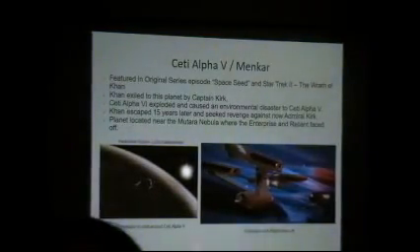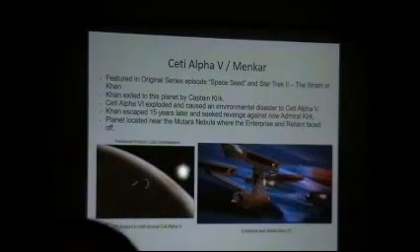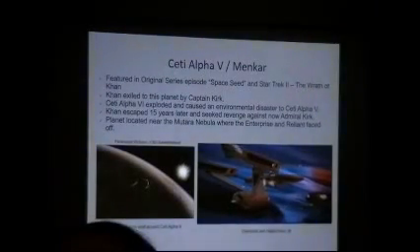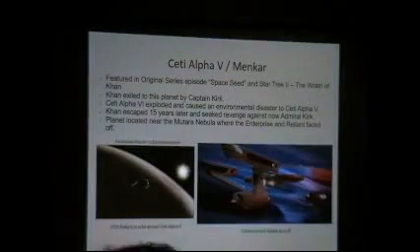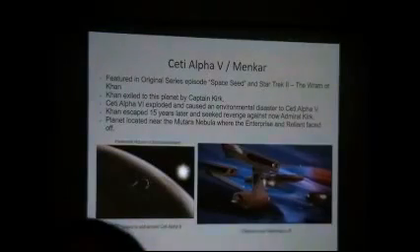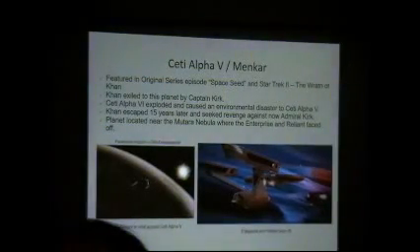Ceti Alpha 5, or Alpha Ceti, or Menkar as we say in our universe. When I found this object, I was like, wow, okay, this is my favorite original episode, Space Seed, and the movie Star Trek 2. This is where Captain Kirk meets Khan years later, in Star Trek 2, the Wrath of Khan. So this would be Menkar, with, of course, the Enterprise fighting the Reliant.